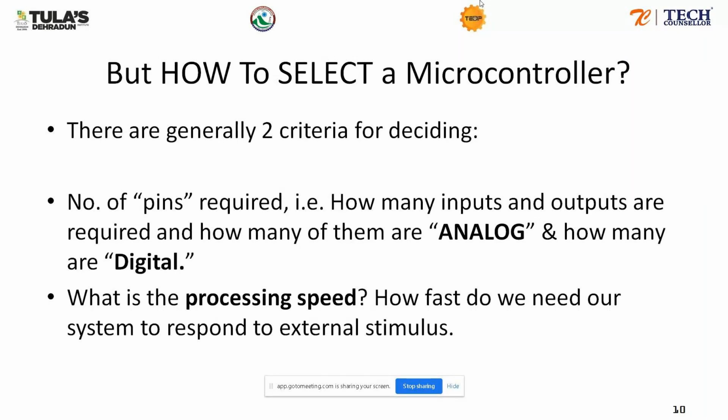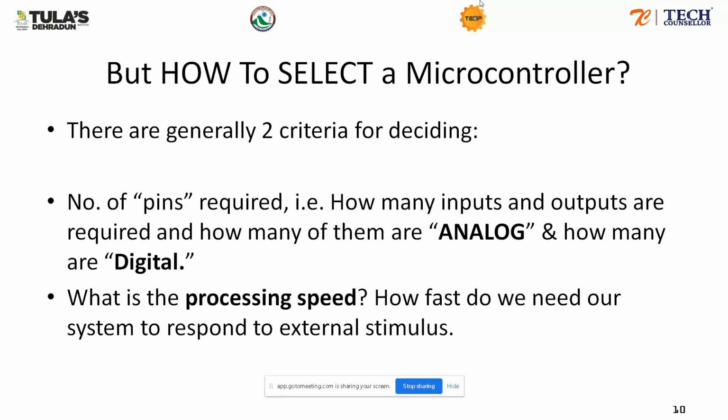If you go for higher variants of microcontrollers, it can go up to 120 and at times even 180 megahertz. But that is the range for microcontrollers. So how fast do we need a system to respond to external stimulus? For example, in a washing machine, you don't need a very fast microcontroller. 16 megahertz, that is 16 into 10 to the power 6 times in a second, it is checking for inputs. That is fast enough. So that's fine.